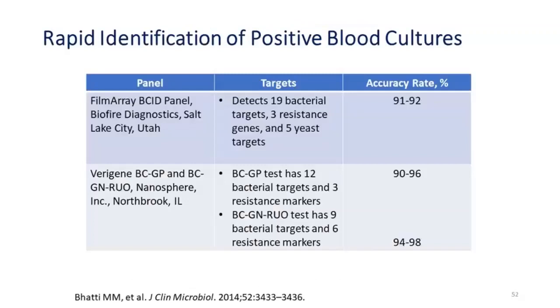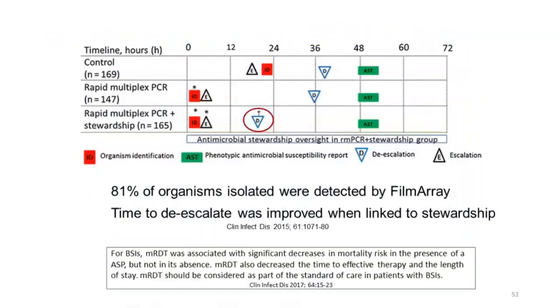Now, we have two rapid identification tests from positive blood cultures. These are probably some of the most widely used molecular studies. There's the FilmArray and the Verigene. They both have a number of gram-positive and gram-negative targets. FilmArray has five yeast targets. The Verigene has a few more resistance targets, and you can see fairly good accuracy in the range of 90%+. So both of these are very, very useful when that organism turns positive, using one of these panels to identify what the organism is and does it have a resistance gene that might impact therapy. So if you look at this very nice study that was published in CID back in 2015, they looked at using this rapid multiplex.